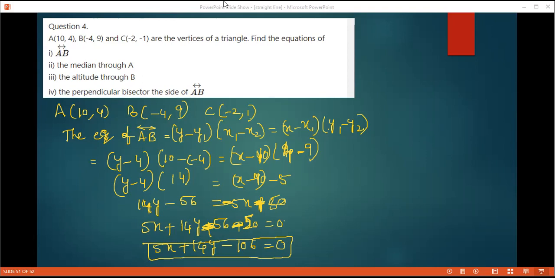Next, what is the second part? What we did is we have written the 2-point form of a line. The equation is (y - y1)/(x - x1) = (y1 - y2)/(x1 - x2), or (y - y1)(x1 - x2) = (x - x1)(y1 - y2). Anyway, you can do either.